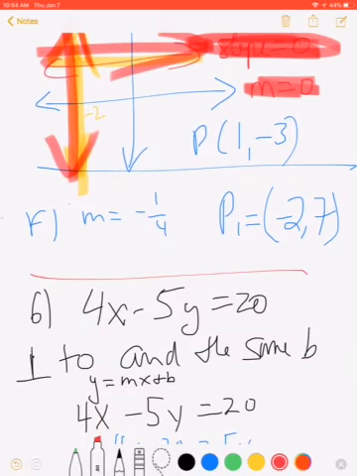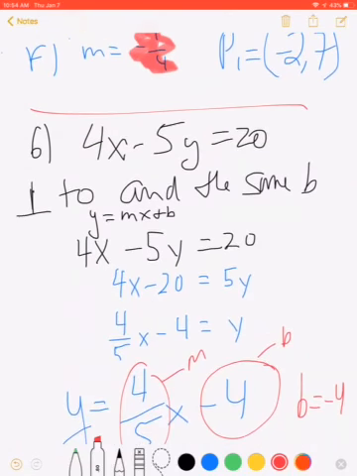And the last one, not so much. Perpendicular to 4x minus 3. 4 was the first slope. Their negative reciprocal is negative 1/4. And then if you keep going, some of these questions are tricky. Number 6, find the equation for the line perpendicular to this and the same b as this.